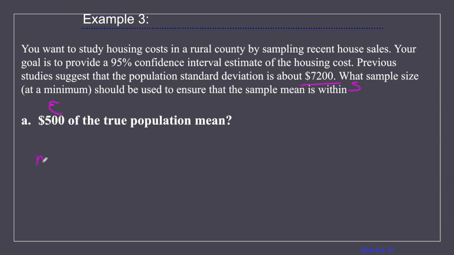I have n equals 1.96 times s over our error, and it's really important to do this part, squared. So I find that n equals 1.96 times 7,200, divided by our error of 500, all squared.